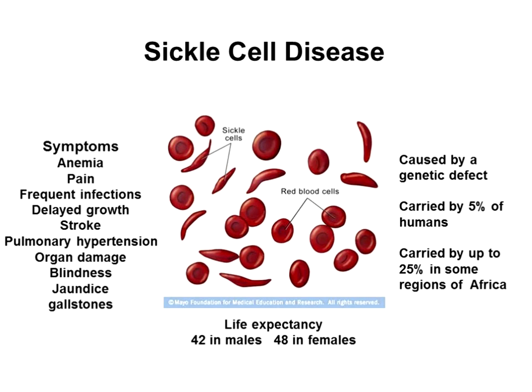An example of a disease caused by a point mutation is sickle cell disease. In sickle cell disease, the red blood cells, instead of being the normal donut shape, have a crescent moon shape, which is called sickle. It's caused by a genetic defect, and it's carried by up to 25% of people in some regions of Africa.